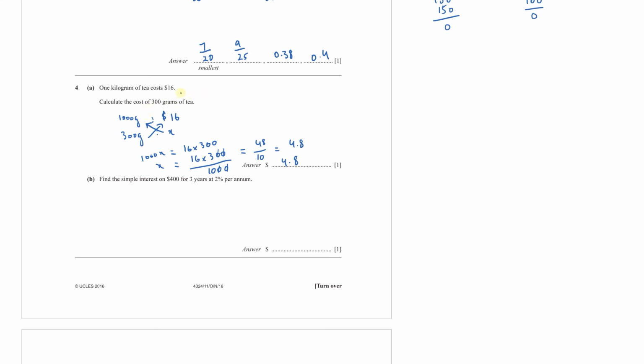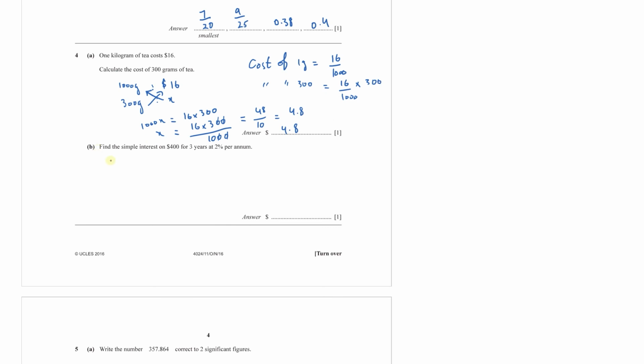So you can also use the unitary method. You know that the cost of 1000 grams is $16. So cost of 1 gram would be 16 by 1000, right? And then cost of 300 grams would be 16 by 1000 into 300, which will give you the exact same answer. So if you want to use the ratios or the unitary method to get the value of 1 gram first and then 300 grams, both are fine.